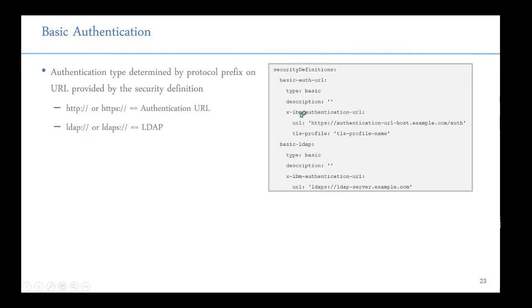And basically we look and see, based on the authentication URL, we just look at the protocol prefix for the authentication URL to determine whether we're using LDAP or HTTP. In the case of HTTP, there'll be a TLS profile name available as a parameter on the authentication URL property. And in LDAP, we have basically the same authentication URL property, which provides the location of the LDAP server.